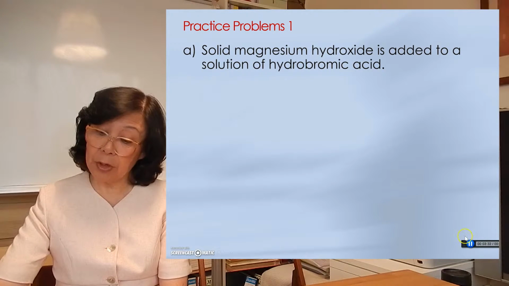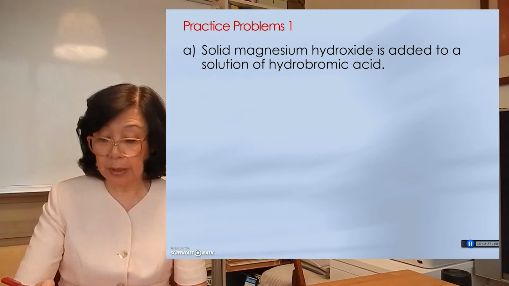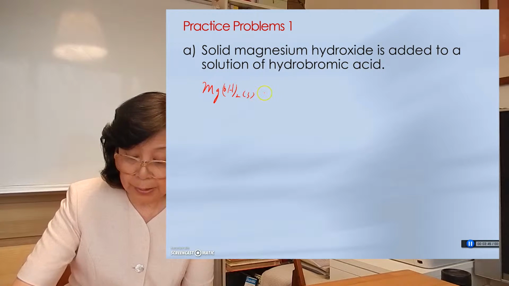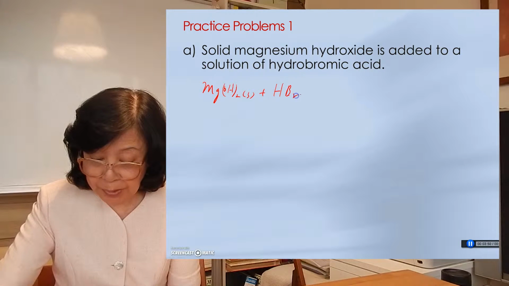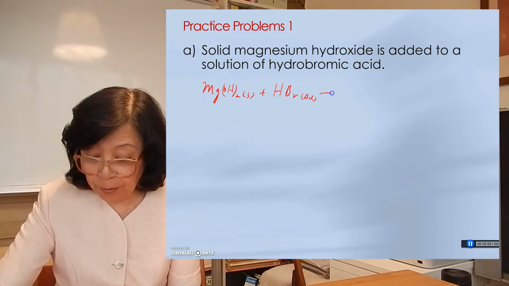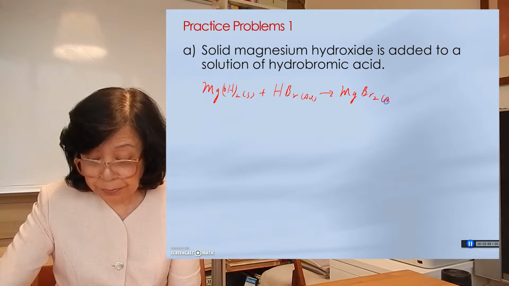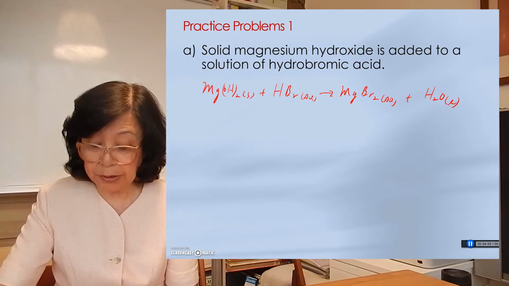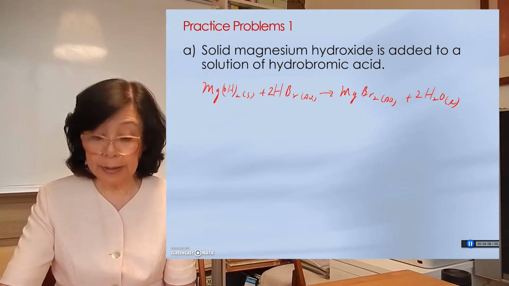Solid magnesium hydroxide added to a solution of hydrobromic acid. So now let's practice writing it. For the solid, we do not dissociate it. So we write Mg(OH)2 solid. And that we add hydrobromic acid HBr aqueous. And that forms magnesium bromide solution and water molecule. And we need to balance by putting 2 in front of HBr, the strong acid, and 2 in front of the water. Now let's ionize it.